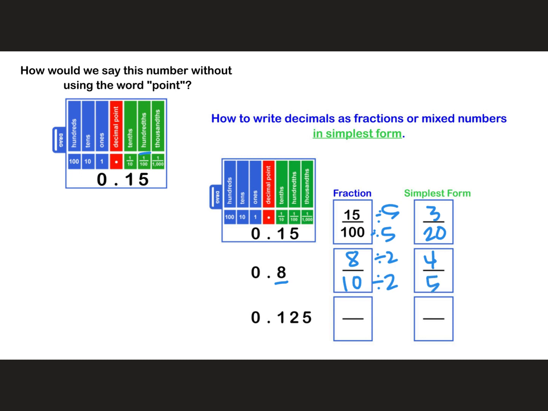And then we did this one on the last one, but 125 goes as my numerator. And then 125, it ends in the thousandths place, so that would be my denominator. And then again, I think that those both can be divided by, I started with 25, but then I had to divide again. So if I just start with dividing by 125 on the top and bottom, I'll save myself some time here. So 125 divided by 125, and 1,000 divided by 125 would be 1/8 in simplest form.